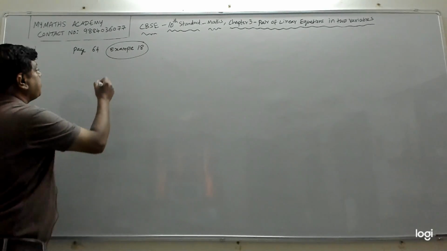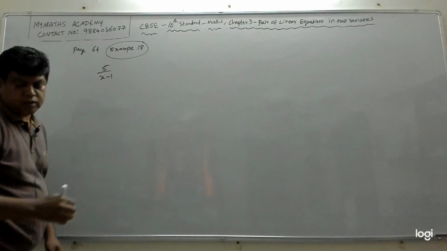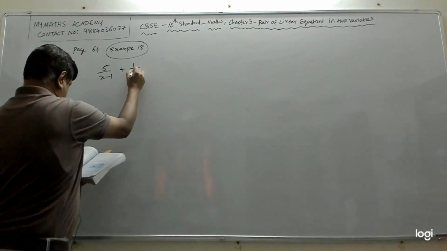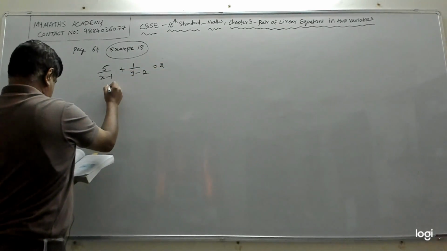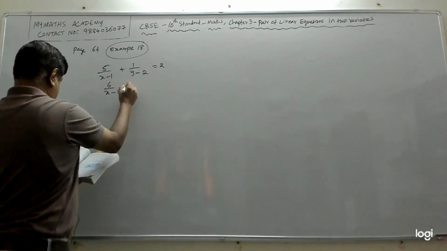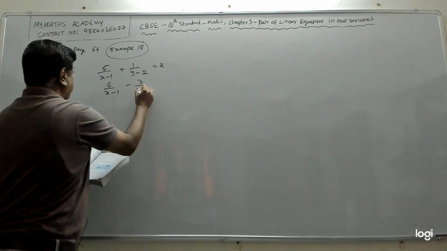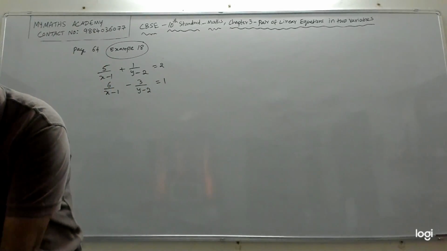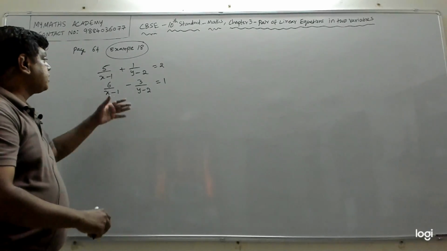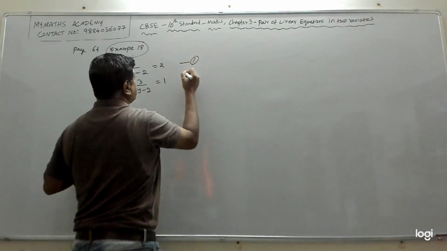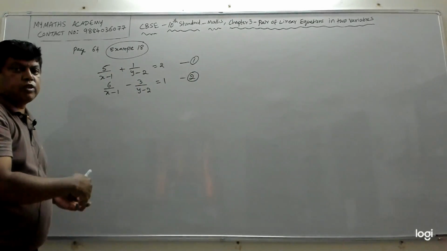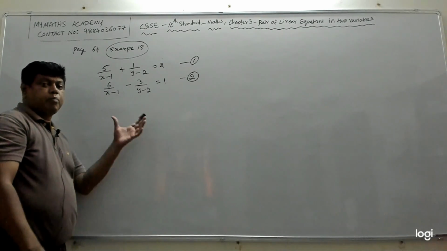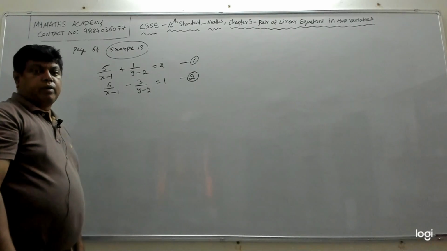So what are the equations given? 5 by x minus 1 plus 1 by y minus 2 equal to 2, and 6 by x minus 1 minus 3 by y minus 2 equal to 1. We need to solve these and find the value of x and y. Obviously these two equations are not linear equations in two variables, but we can reduce them, which means it can be rewritten by making proper substitution as a pair of linear equations in two variables.